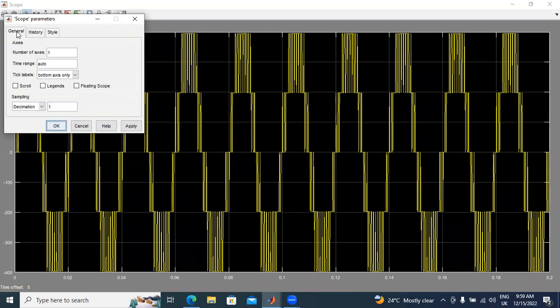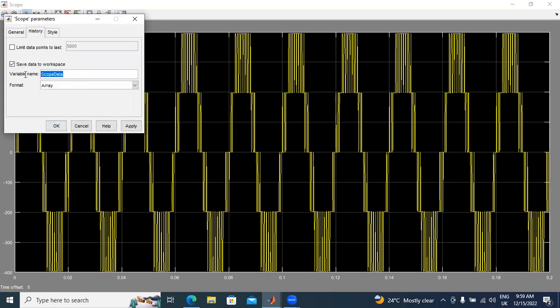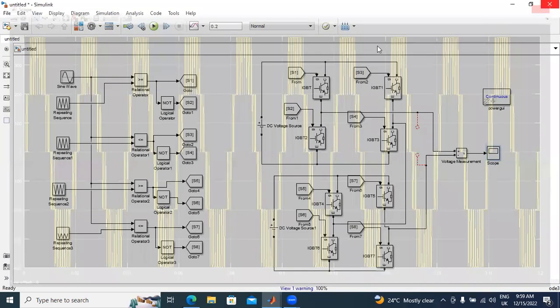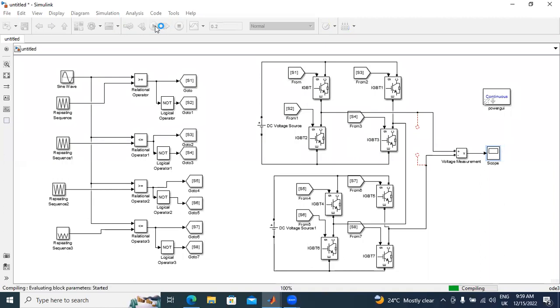Next, I will go to history. I will save this one. V0. I will apply here, in save format, structure with the time. Okay, click here structure with the time. Now run the circuit.